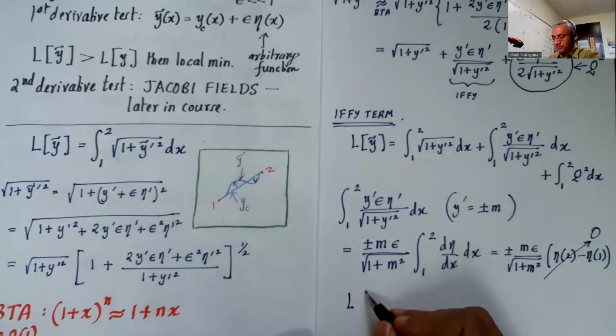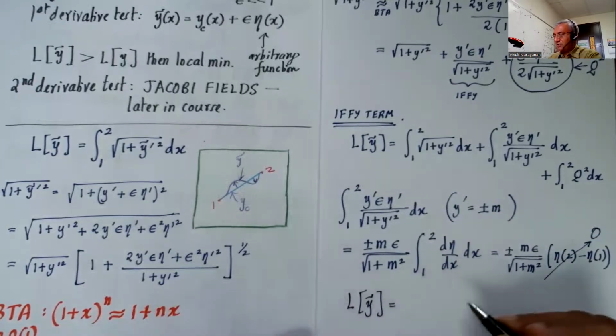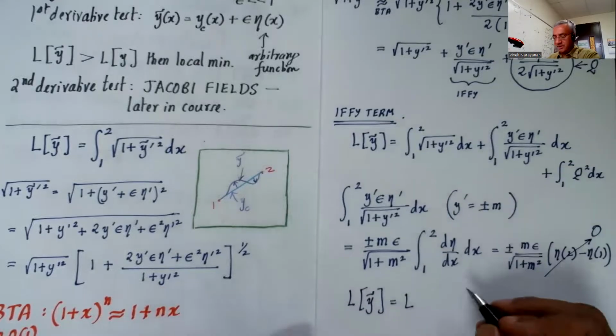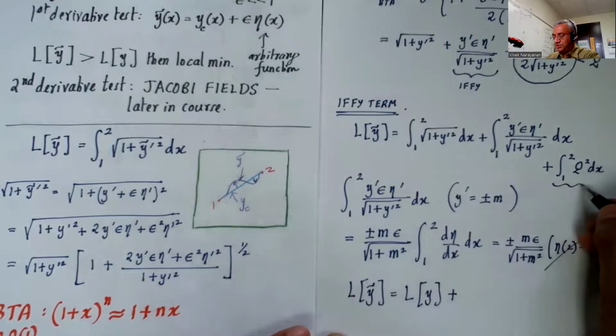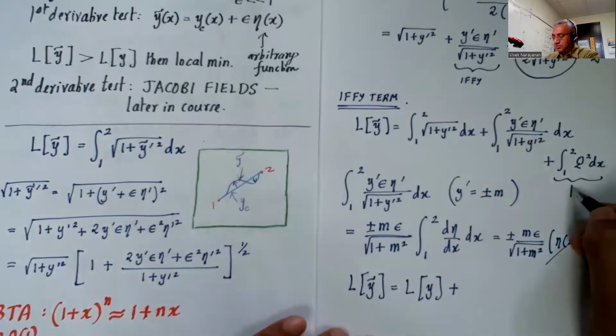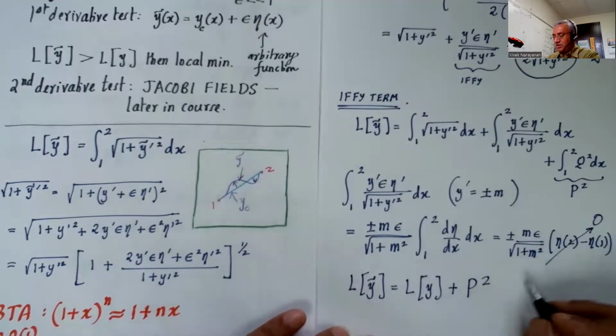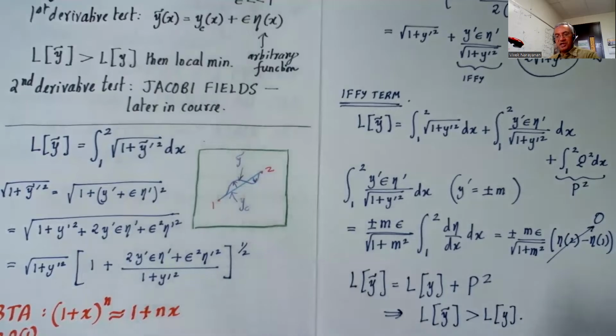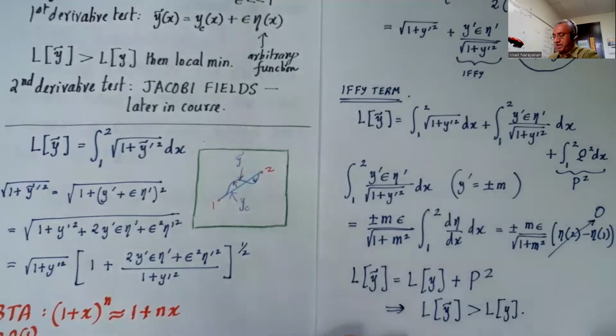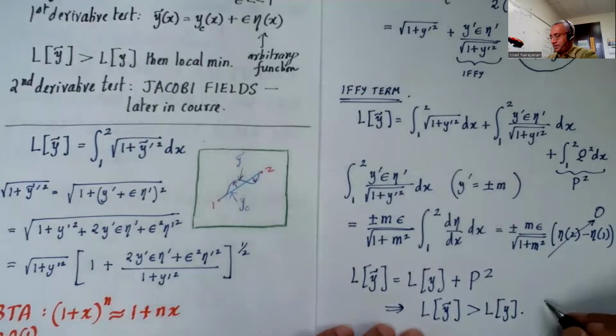And that's really our proof. L of y tilde is just L of y plus a positive term, which I'm calling p squared. And that conclusively proves that L of y tilde is bigger than L of y, thereby establishing the absolute minimum nature of the straight line. Absolute, sometimes called global minimum.